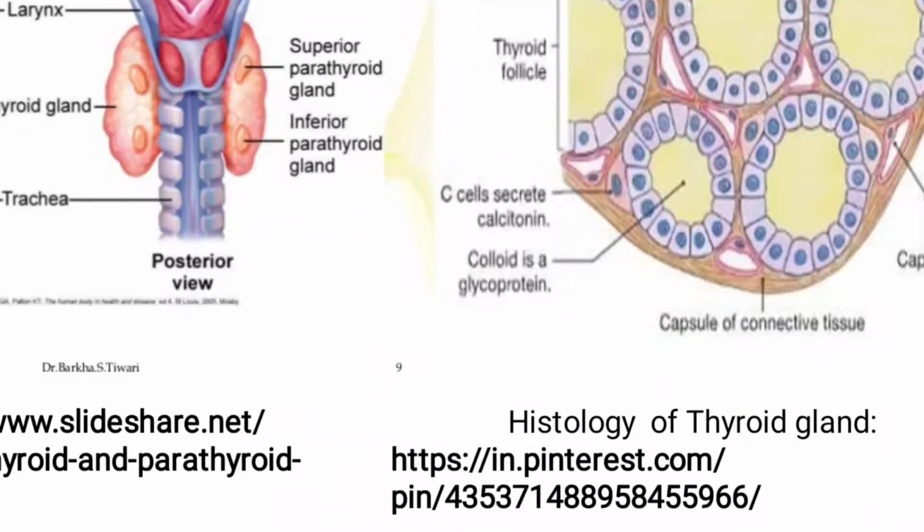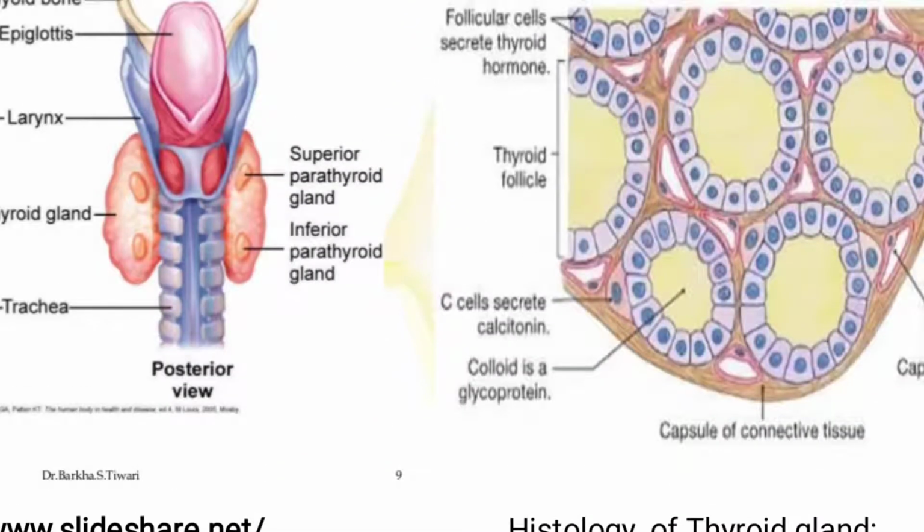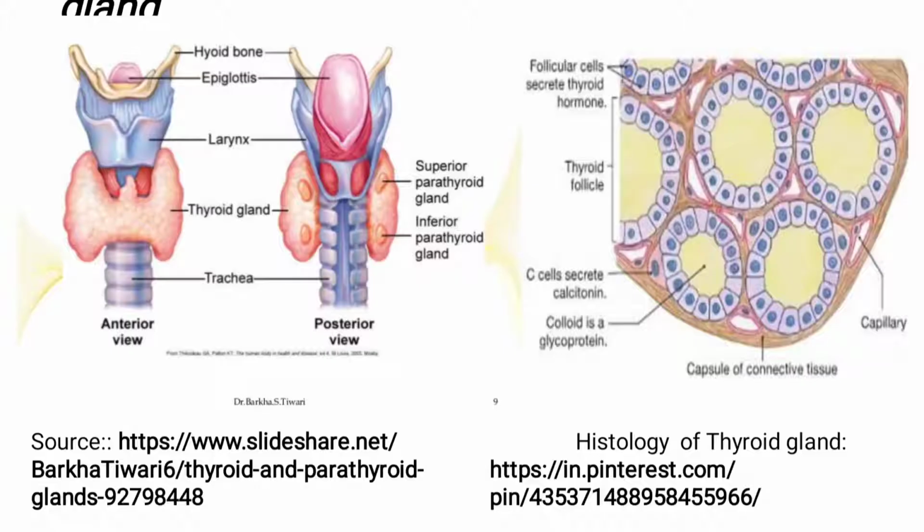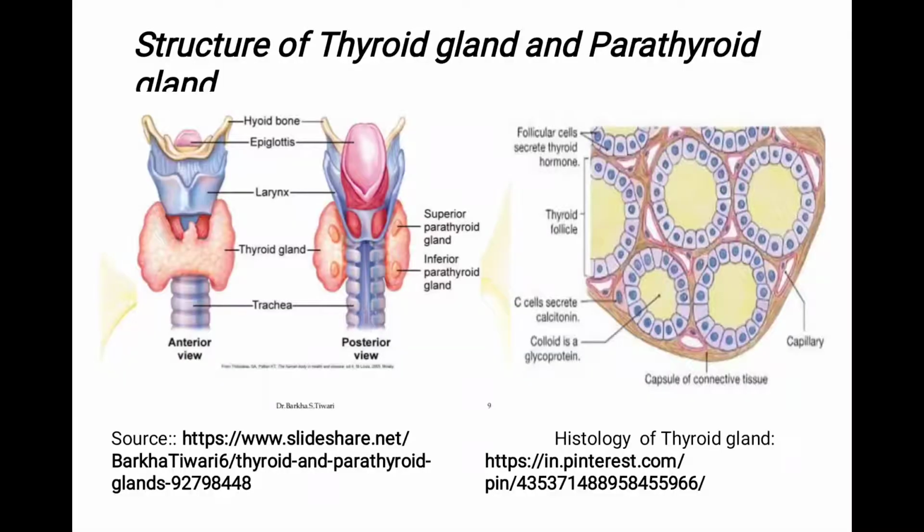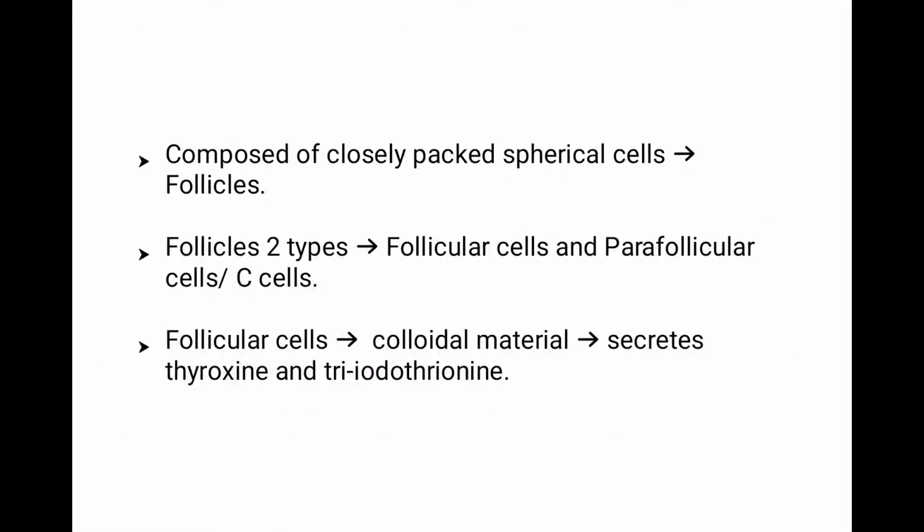This is the histology of the thyroid gland, which consists of cells called vesicular cells or follicular cells. The follicular cells are lined by another kind of cells called parafollicular cells. The thyroid is composed of closely packed spherical structures called follicles. There are two kinds of cells: follicular cells and parafollicular cells. The follicular cells have a colloidal material that helps in secretion of thyroxine and triiodothyronine.